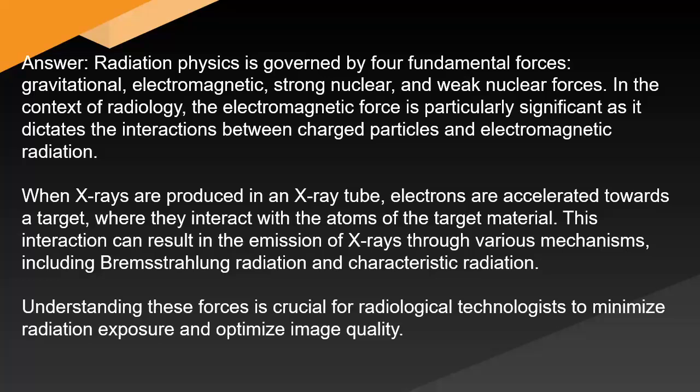electromagnetic radiation. When X-rays are produced in an X-ray tube, electrons are accelerated towards a target where they interact with the atoms of the target material. This interaction can result in the emission of X-rays through various mechanisms, including bremsstrahlung radiation and characteristic radiation. Understanding these forces is crucial for radiological technologists to minimize radiation exposure and optimize image quality.